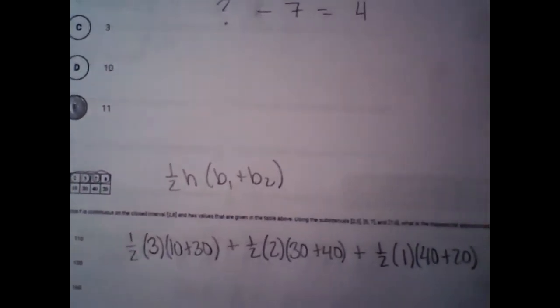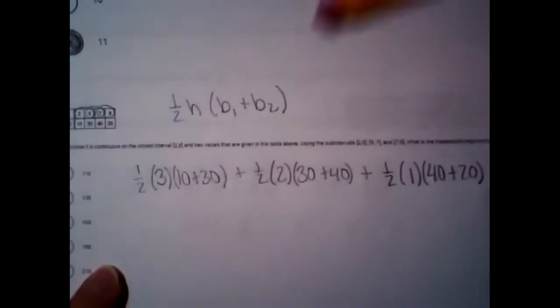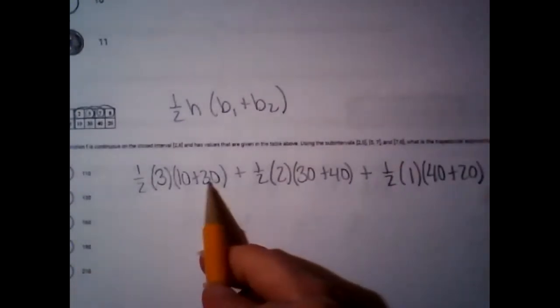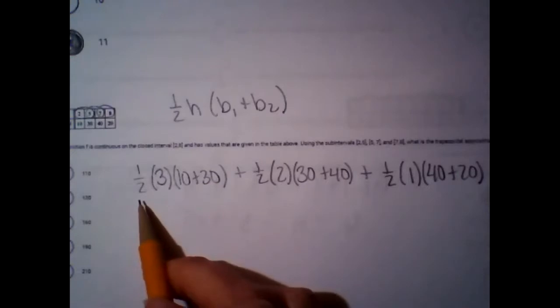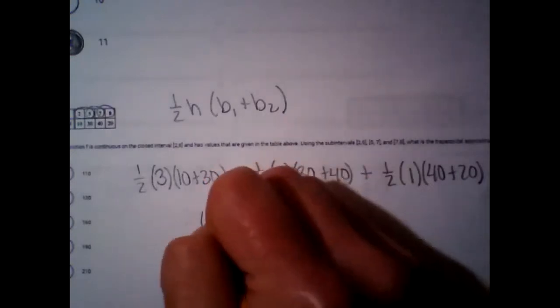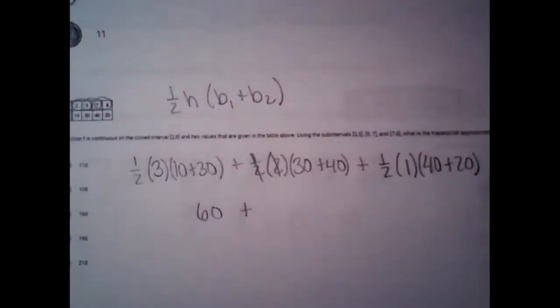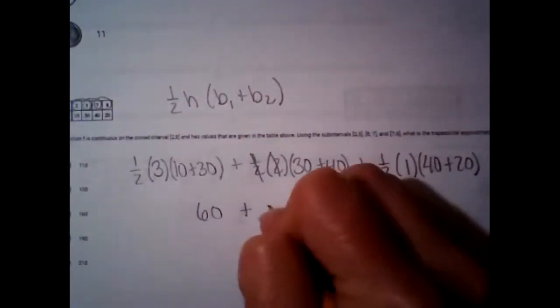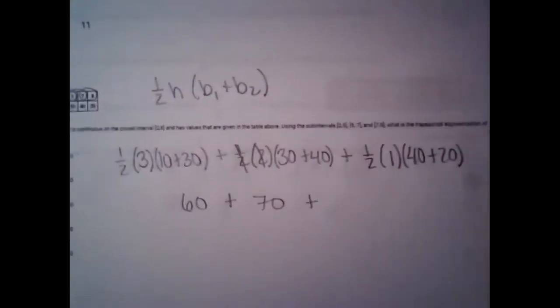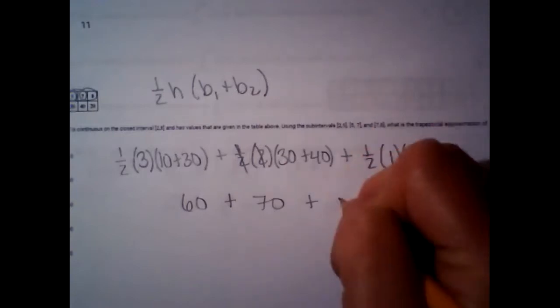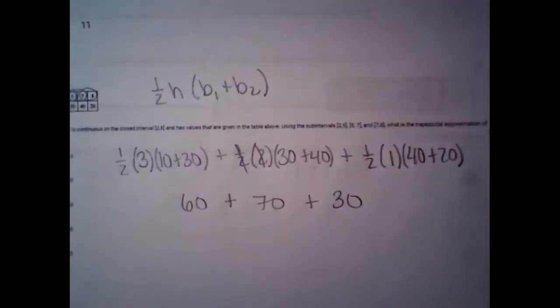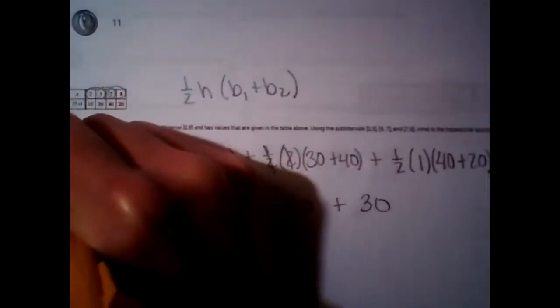Now it's non-calculator, so we're going to have to get through this somehow. 10 plus 30 would be 40. Half of that would be 20 times 3 would be 60. Here, the 1/2 and the 2 cancel, so that's good. And then this is just 70. And then here, 20 plus 40 would be 60. Half of that is 30. So 160. And so that is C.